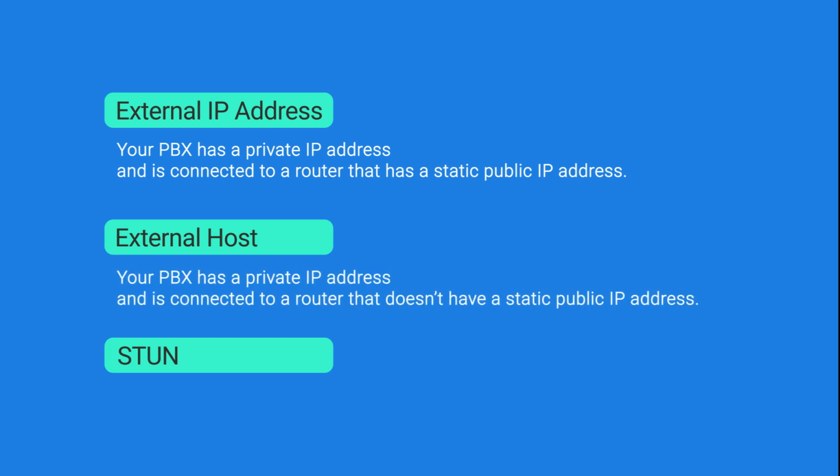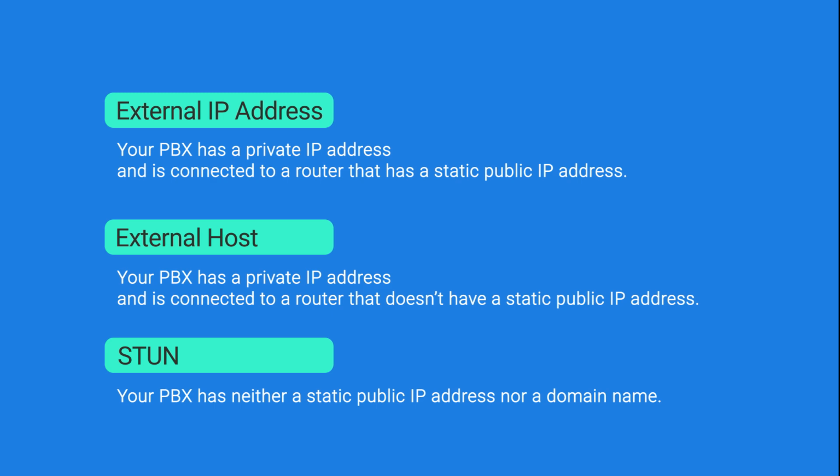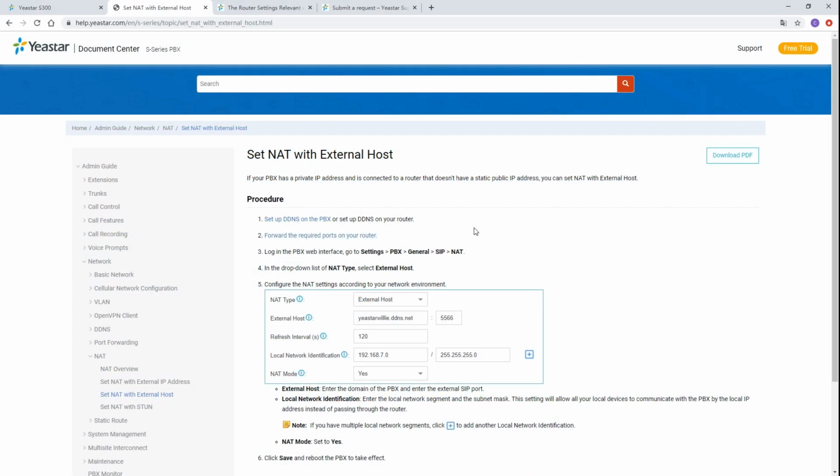If your PBX has a private IP and is connected to a router that doesn't have a static public IP address, you can set NAT with external host. Besides, if your PBX has neither a static public IP address nor a domain name, you can set the NAT with STUN for simple traversal utilities for NAT. We're supposed to select one type to configure NAT according to our network environment. Well, in this video, I will show you guys how to configure the type of external IP address. If you want to know more about the other two types, please check our document center.